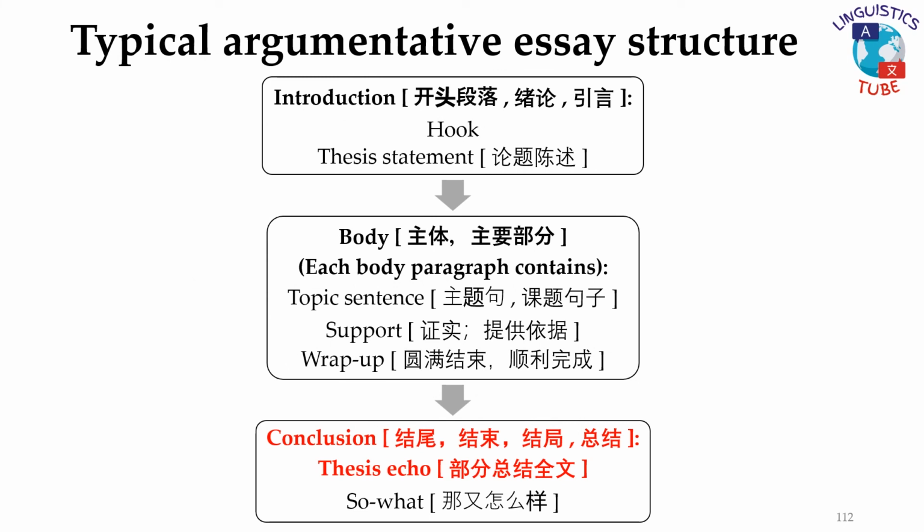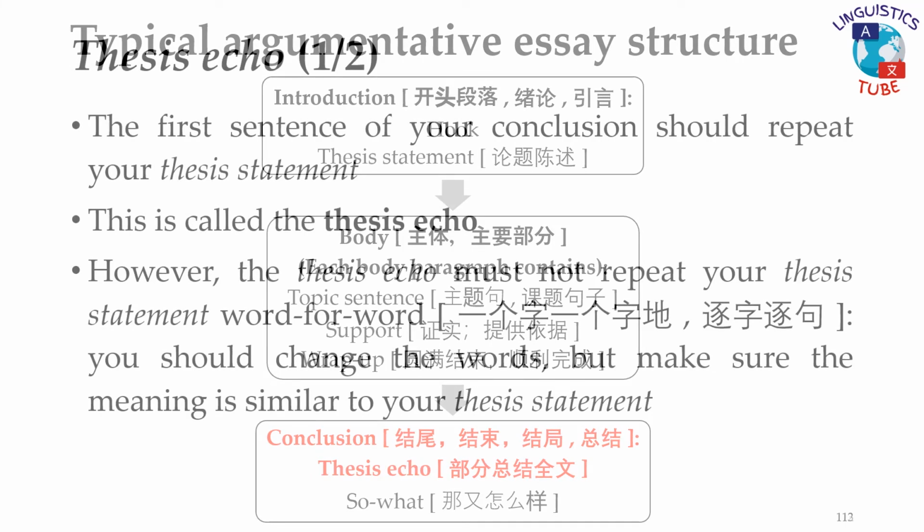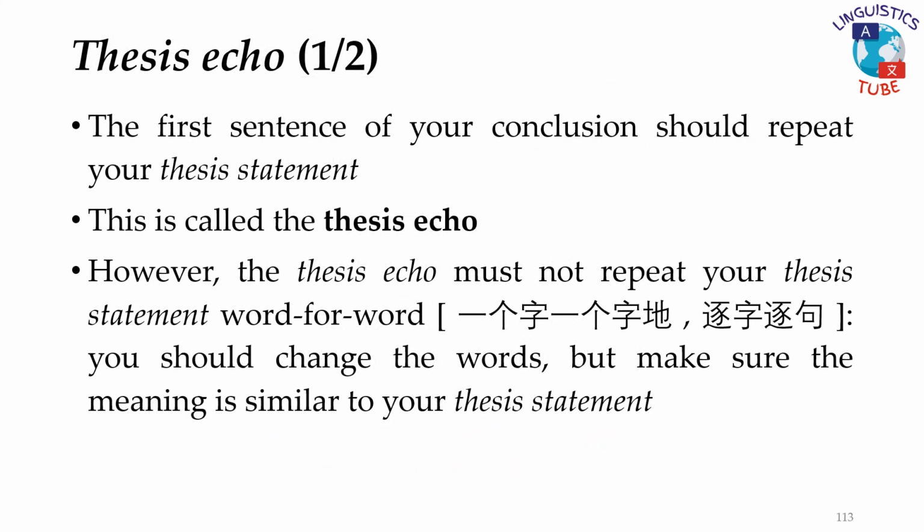We've come to the end of our discussion of the body section of an argumentative essay. Now, it is time to explore the final section, the conclusion. This contains 2 parts, the thesis echo and the so what statement. The conclusion has 2 parts. Firstly, a summary, and secondly, a final comment.